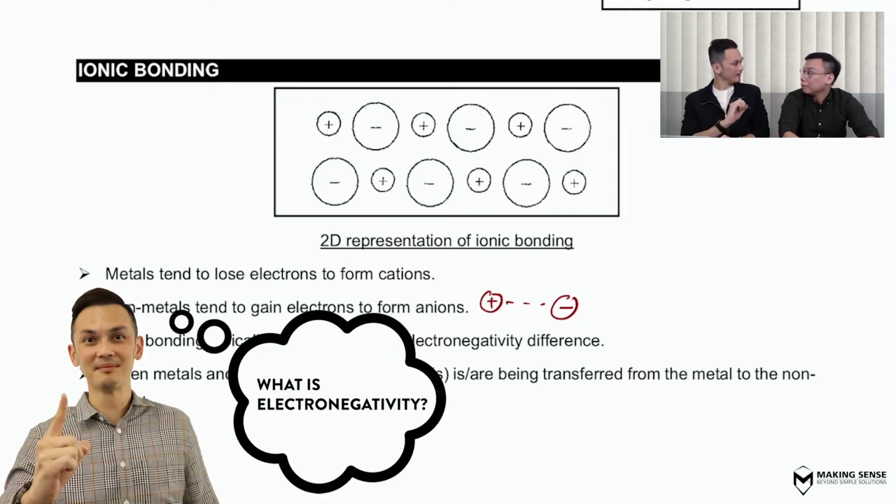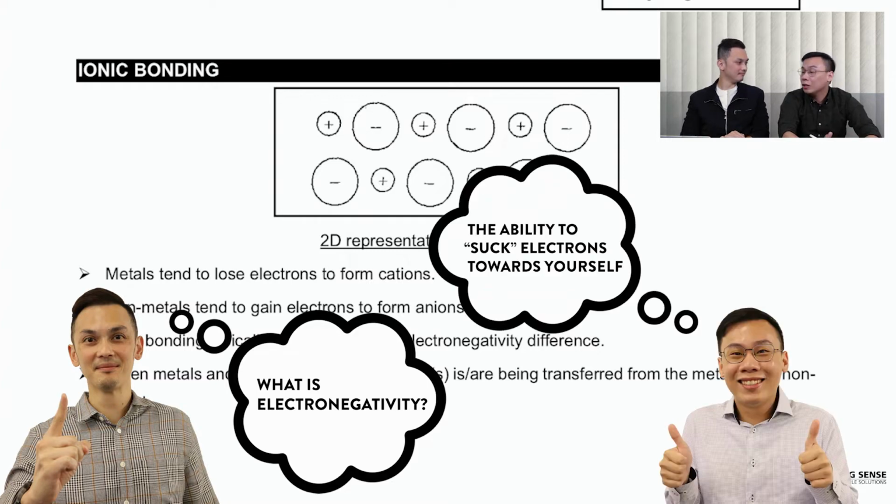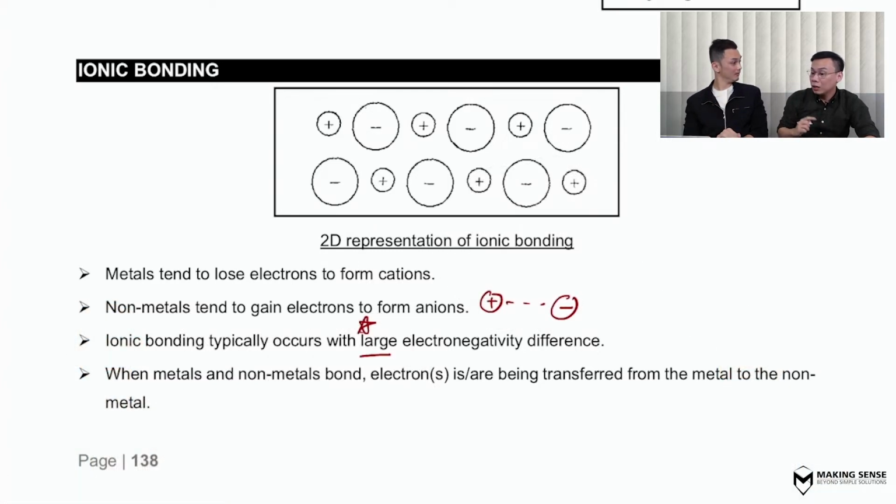Hey, wait. What is electronegativity? Simple. Electronegativity is basically the ability to suck electrons to yourself. So chlorine is very electronegative. So it will suck sodium's electrons away from sodium. So we would say that chlorine is a sucker. Hey, why do you use suck? Can we use the proper terminology?